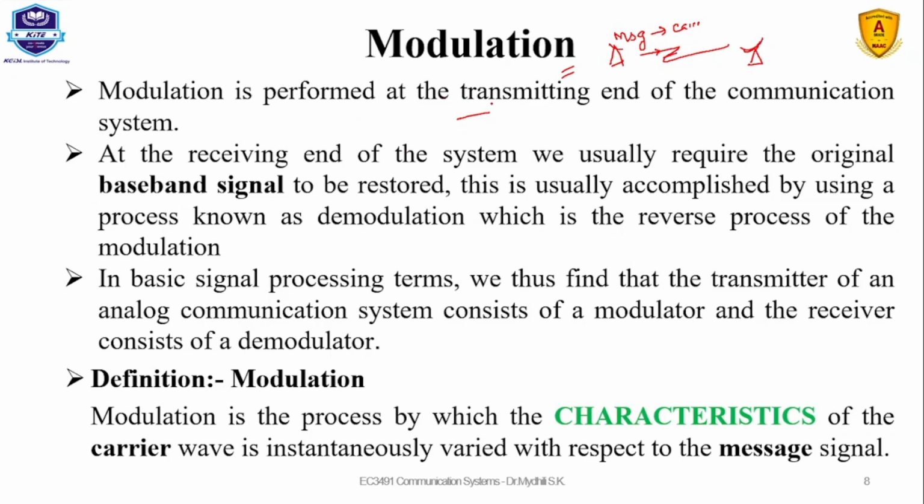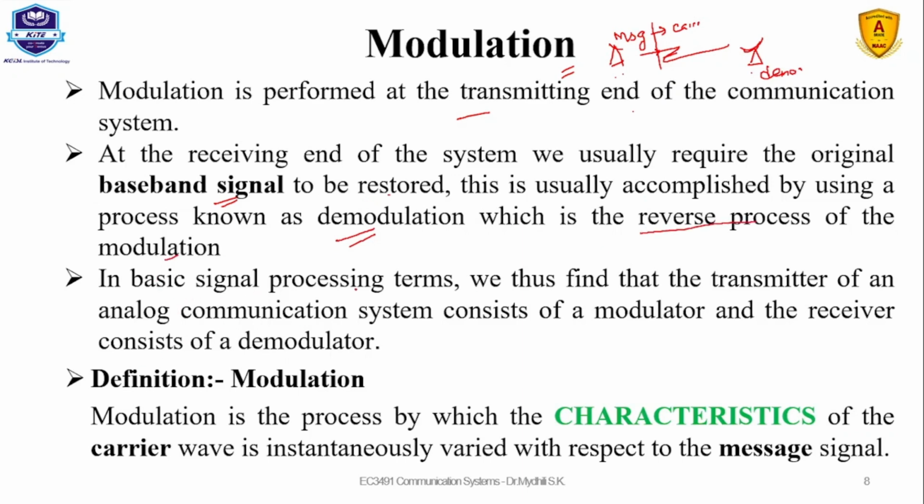So modulation is performed at the transmitting end of a communication system. Modulation is always done in the first half, the transmitting end. And at the receiver end, we want to recover the original signal that was transmitted. That is, demodulation occurs at the receiver end. At the receiving end of the system, we usually require the original signal, also called the baseband signal, to be restored. This is done by a process called demodulation, which is the reverse process of modulation.